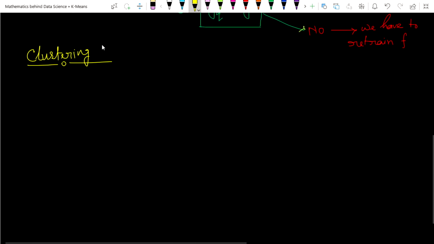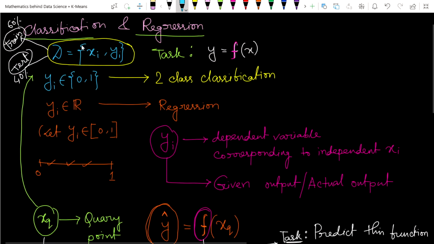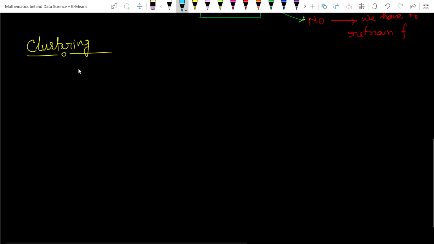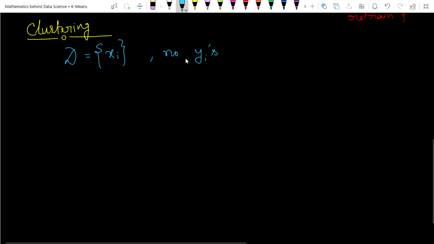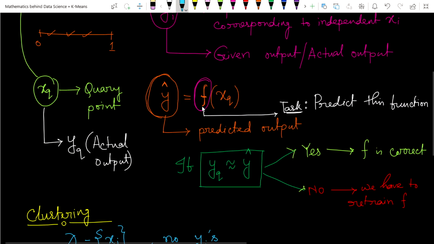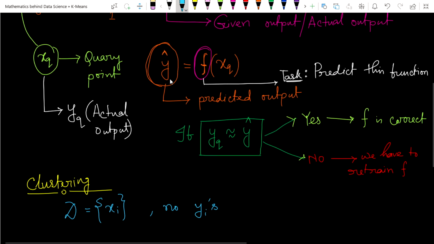The first thing to understand is the data set that we have. In the supervised case, the data set has two types of data: independent data, and corresponding to it some actual output. But the main difference in the unsupervised model is that the data set has only independent variables. We do not have the corresponding output, so there are no yi's. Because we have no yi's, how will we justify whether a predicted value is actually accurate or not?